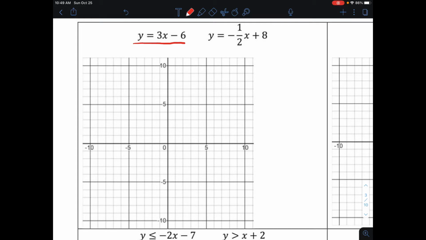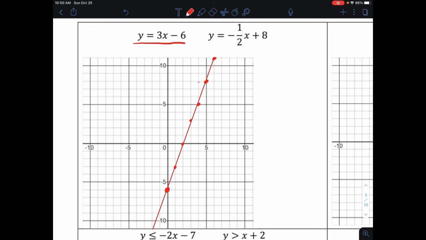I'm going to start by graphing the first question here on the left-hand side. We have a y-intercept of -6 and a slope of 3, so I go up 3, right 1 for every dot that I have. We would fill this all the way in until we ran out of room, and then we would connect our dots with a line.